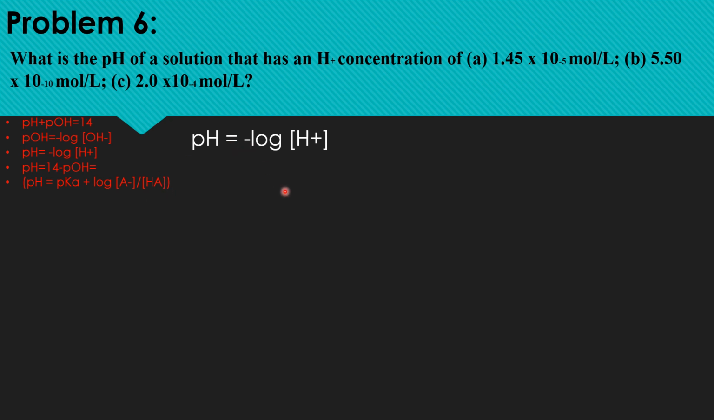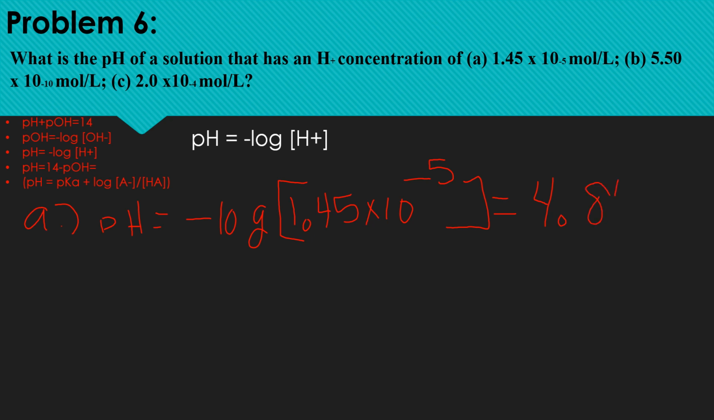So in this question, they want to know the pH, and they're giving us the hydrogen ion concentration. So we know that we're going to use this formula, because the pH is equal to the negative log of the hydrogen ion concentration. So for A, let's use red. All you do is pH is equal to the negative log of the hydrogen ion concentration. So here it is, 1.45 times 10 to the negative 5th moles per liter, and that equals 4.84.